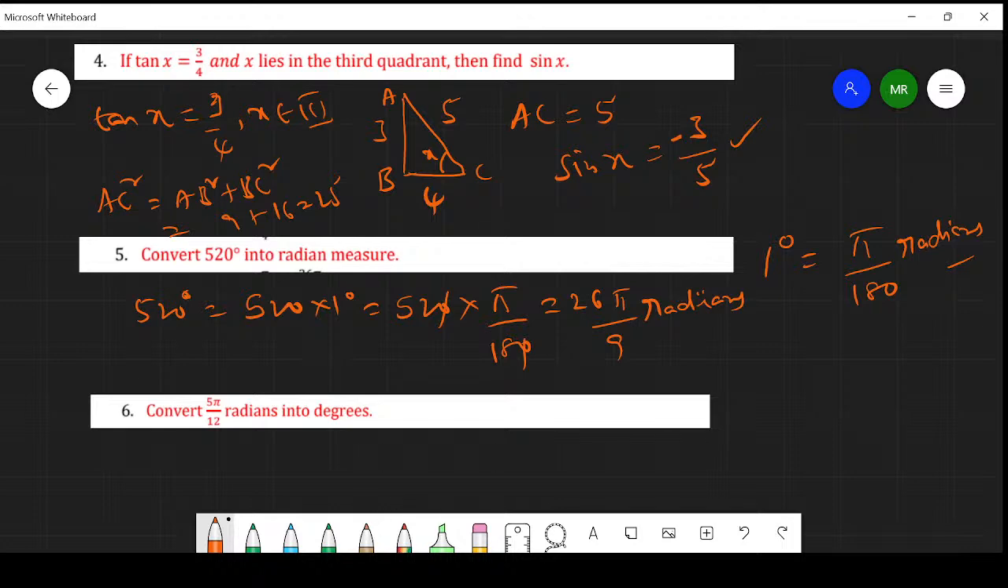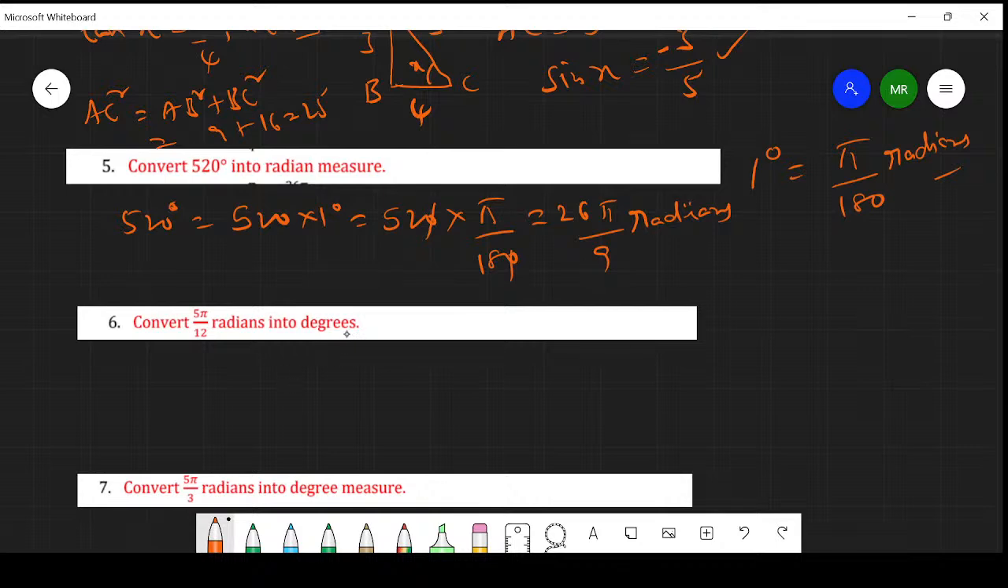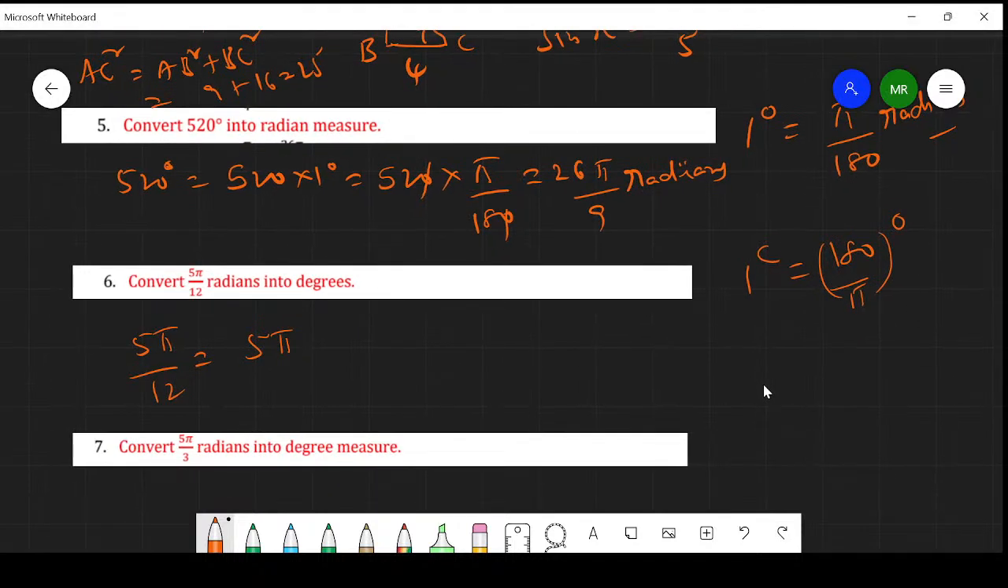Now you see the reverse problem next. Sixth one, convert 5 pi by 12 radians into degrees. If you want to convert into degrees, we know that 1 radian is equal to 180 by pi degrees. This is the relation. Now 5 pi by 12 equals 5 pi by 12 into 1 radian. What is the 1 radian value? 180 by pi, everything will convert into degrees.